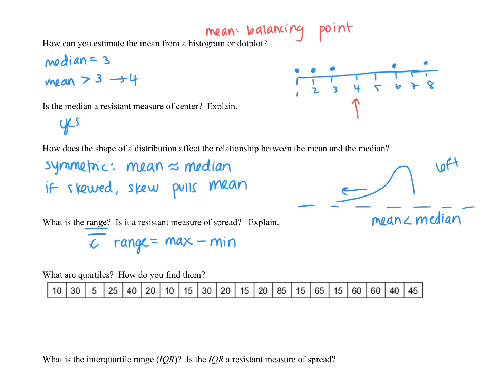So then what we want to know is, is range resistant? So is it resistant to outliers? No. Because all it looks at is the biggest and the smallest.